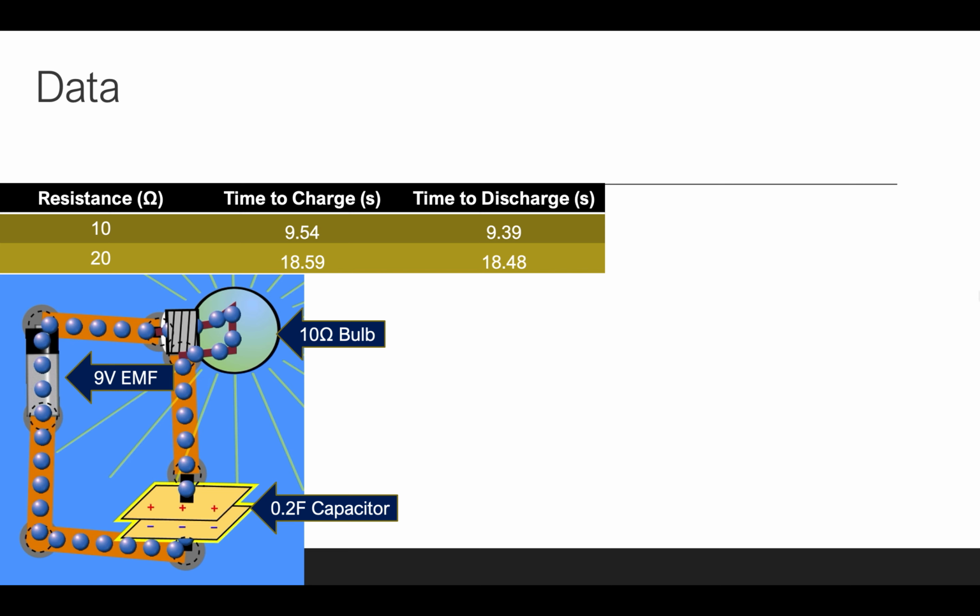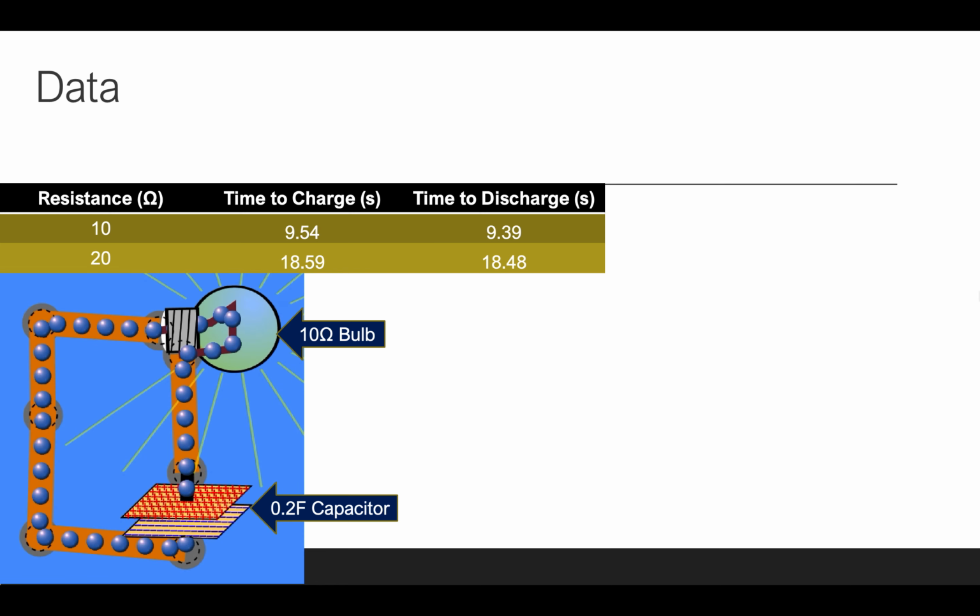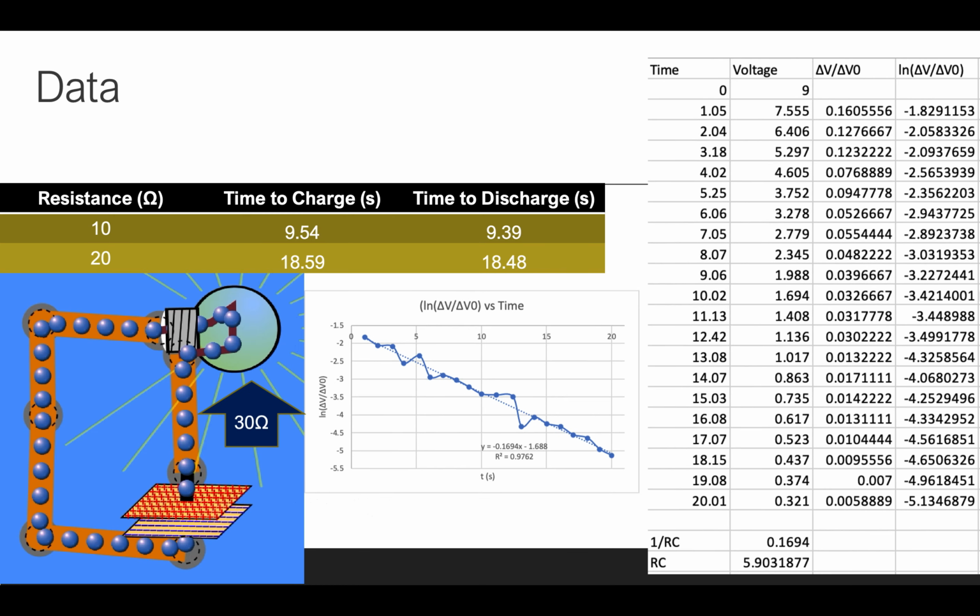Looking at my RC circuit, the 10 ohm bulb was initially bright, but as the capacitors charged, it dimmed. Removing the battery and completing the circuit let the capacitor discharge with the same bulb effect and time as charging. This result was consistent with the 20 ohm bulb with double the times.